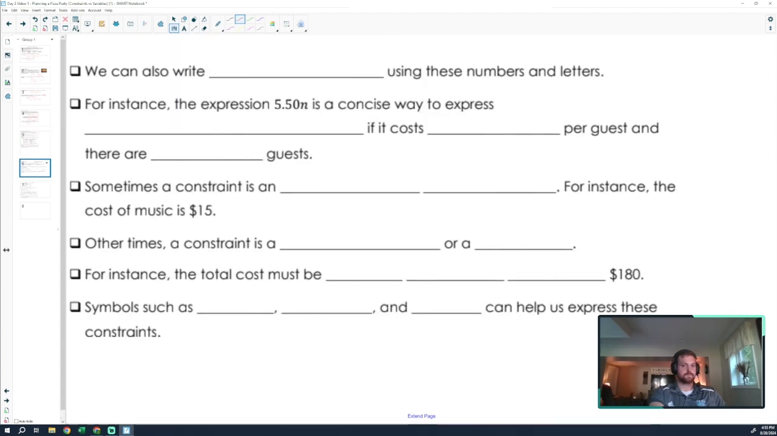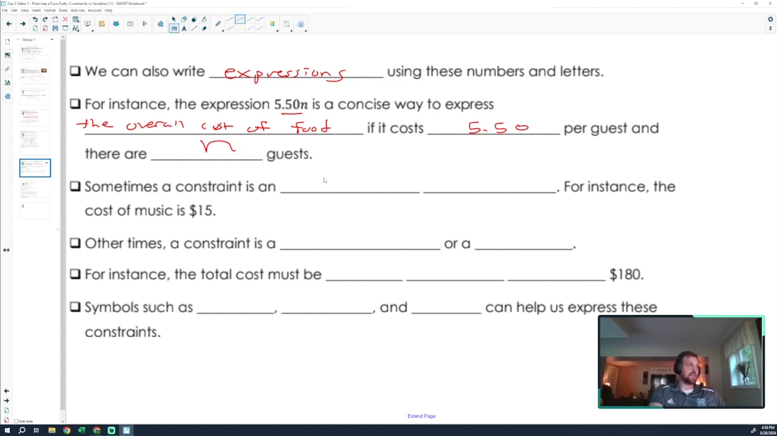All right. We can also write expressions using these numbers and letters. So kind of what we've done all day today. For instance, the expression 5.50N is a concise way to express the overall cost of the food if it costs $5.50 per guest and there are N guests.